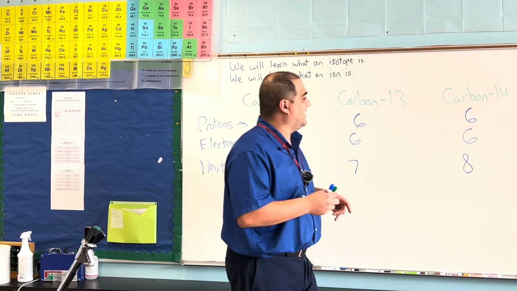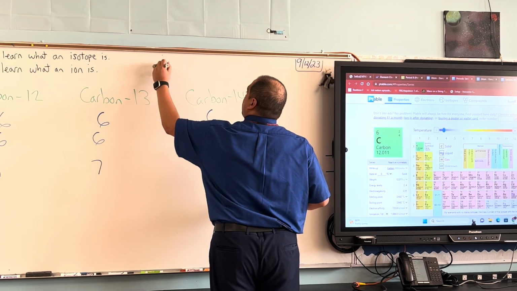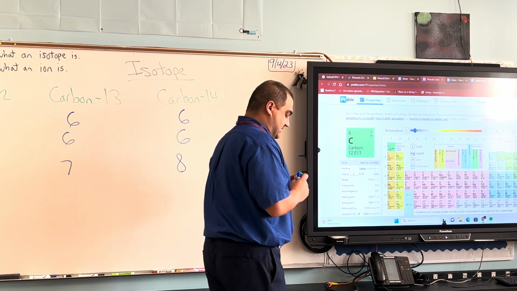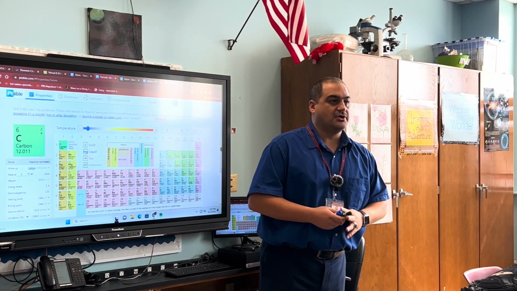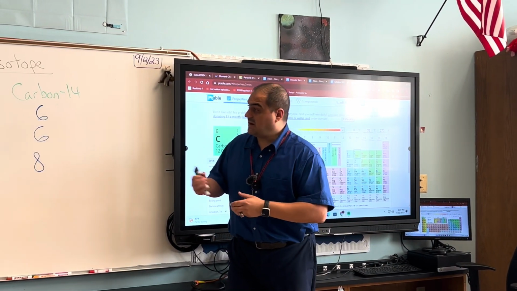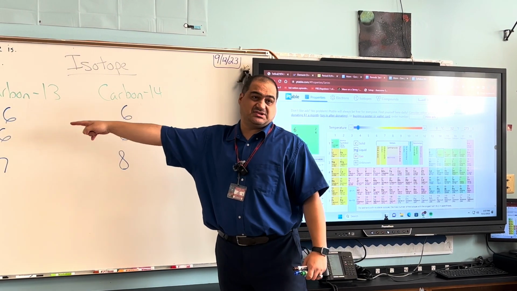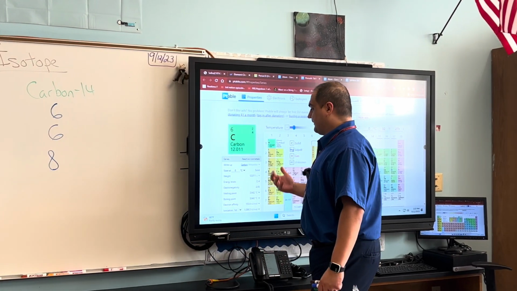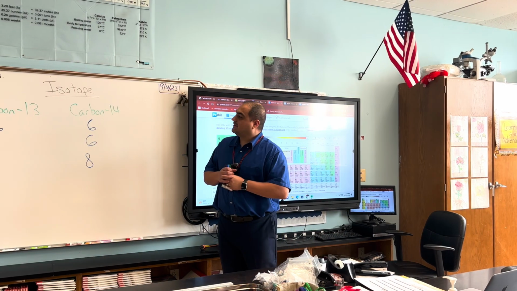So where you have the same element, but different amounts of neutrons, everybody know what it's called? Isotope, yes. An isotope is the same element with a different number of neutrons. On your quiz or test, I might give you the atomic mass, and you'll just put it down. If I don't give you an atomic mass, then you have to use the chart, because that's the average. All right? We got isotopes down.